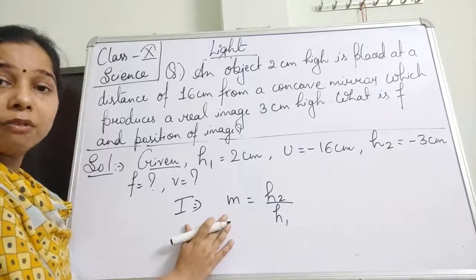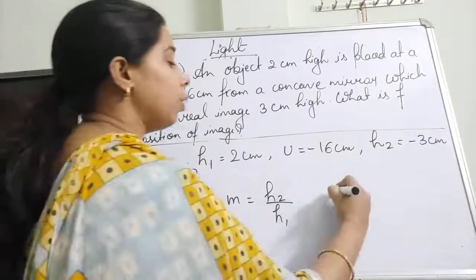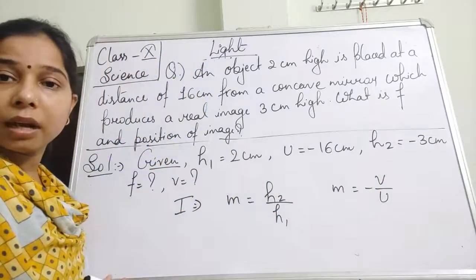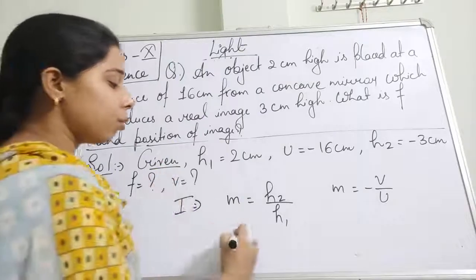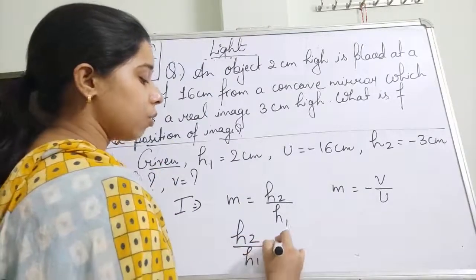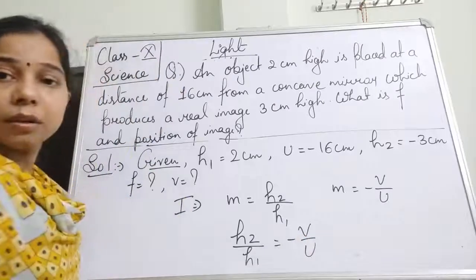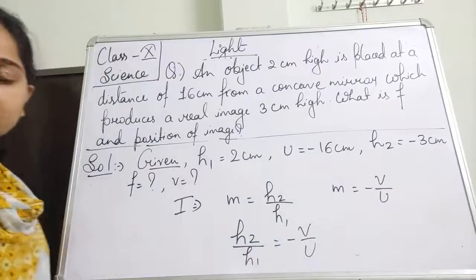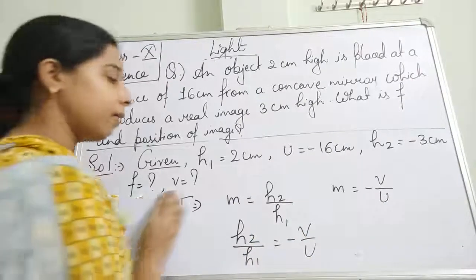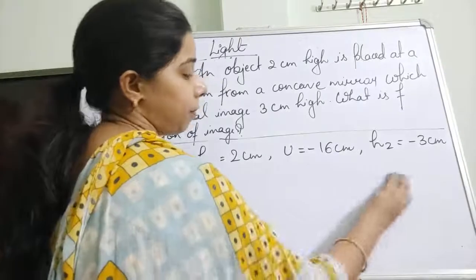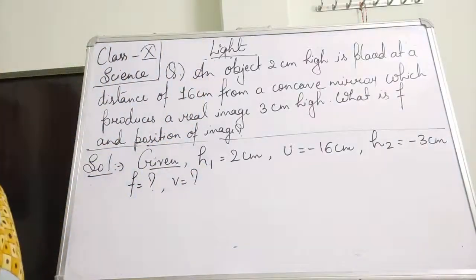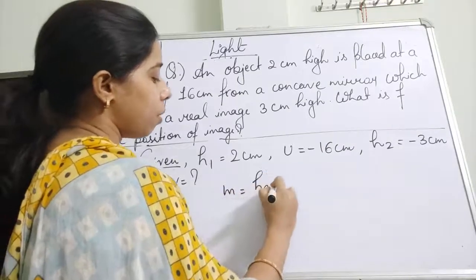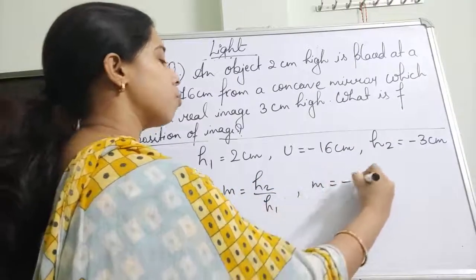Putting this value of magnification, we will get m is equal to minus v upon u. So, by this we will come to know the answer. Or you can simply use the formula h2 upon h1 is equal to minus v upon u. We know that all the three values are given. We have to simply find the v. You will get the right answer by either of these two methods. So, we will use the second one, since we know that m is equal to h2 upon h1 and m is also equal to minus v upon u.